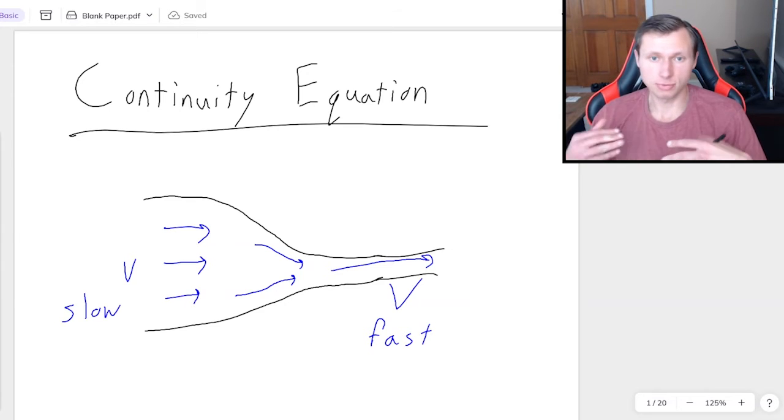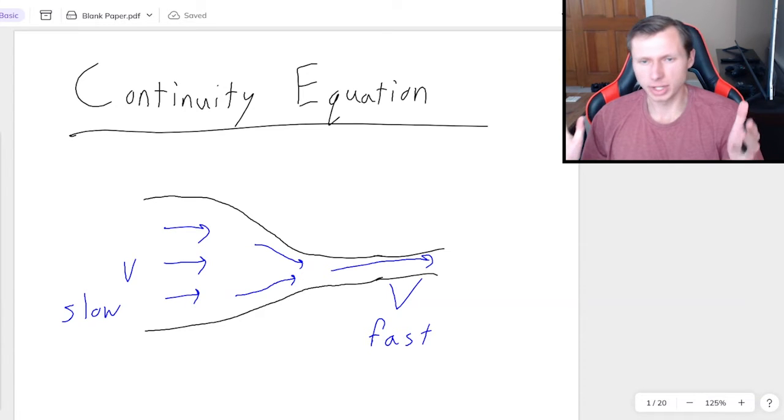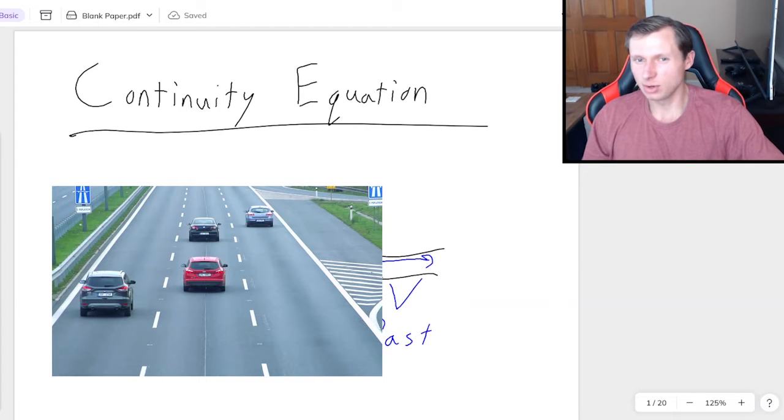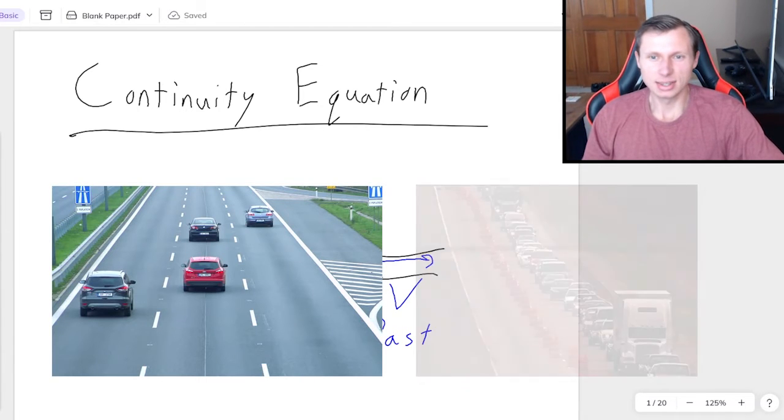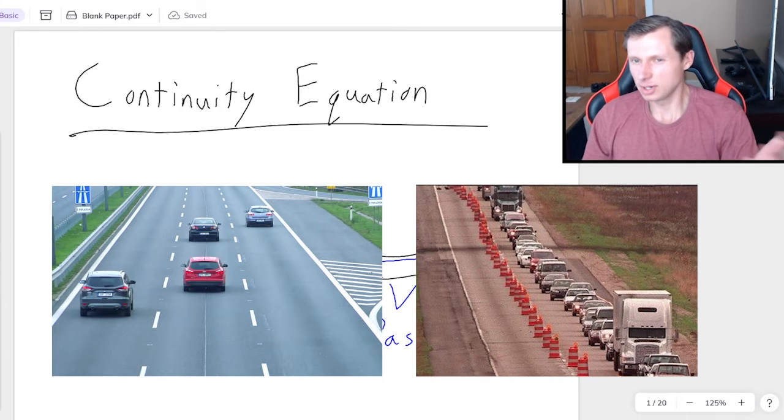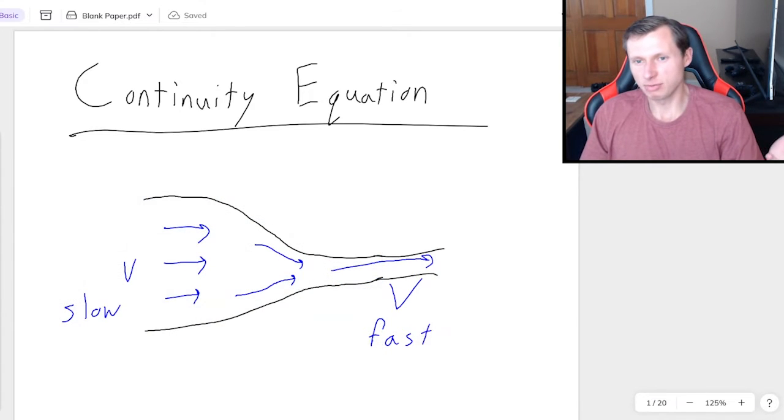Which I'll admit, for me, when I first learned this in college, I was very confused by this fact. Because if you use the analogy of cars on a highway, if I have a 3-lane highway, aren't the cars going to be going faster than on a 1-lane road? You know what I mean? But as my professor explained it to me, no, that's not how it works. And we'll just leave it at that.